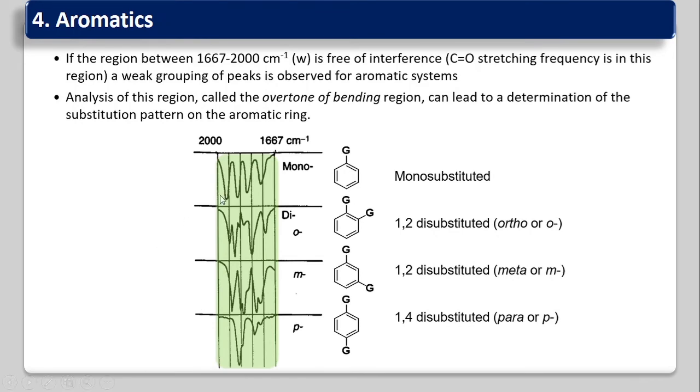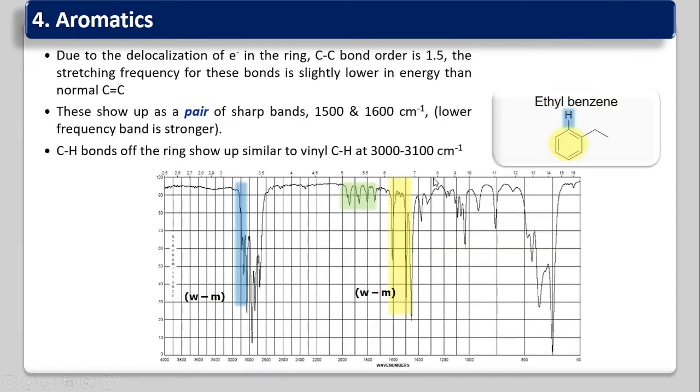So if this type of peaks are there, then that is monosubstituted. If these are like this, then disubstituted like this, then meta disubstituted like this, then para disubstituted in this way. So this can be useful for the determination of the substitution pattern on the aromatic ring. But there should not be any carbon-oxygen frequency there, because that interferes with this region.